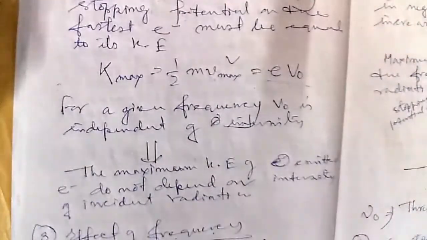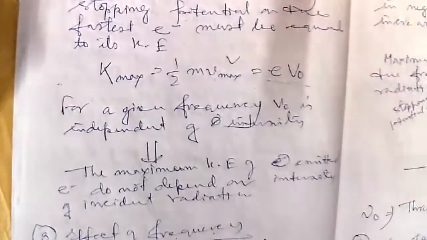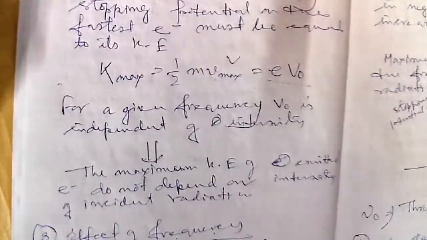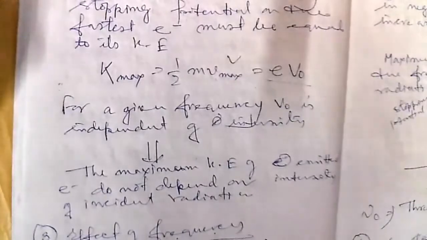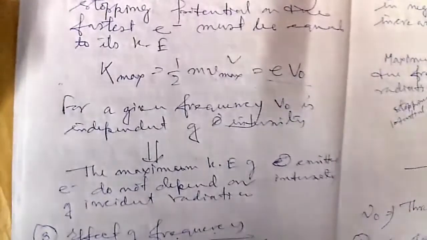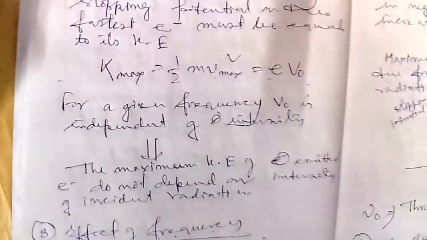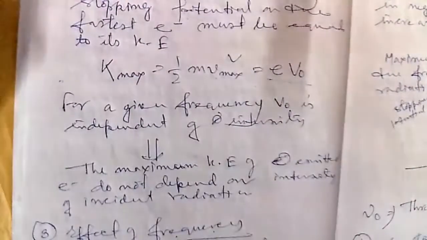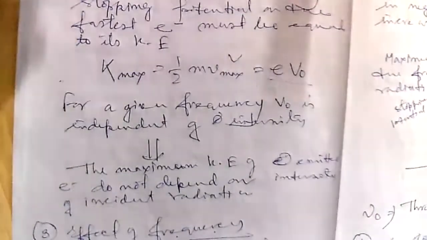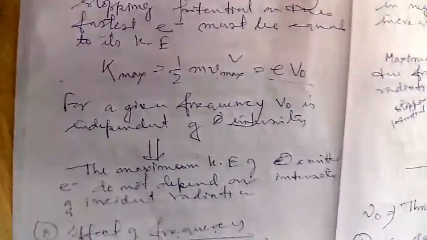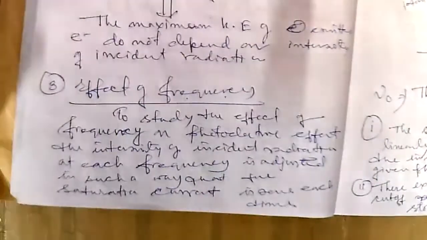Now, for a given frequency, V naught is independent of intensity. So kinetic energy is independent of intensity. It depends only on the frequency. The maximum kinetic energy of the emitted electron does not depend on the intensity of the incident radiation. So it depends only on the frequency, not on the intensity. Okay. Then we will discuss the effect of frequency.